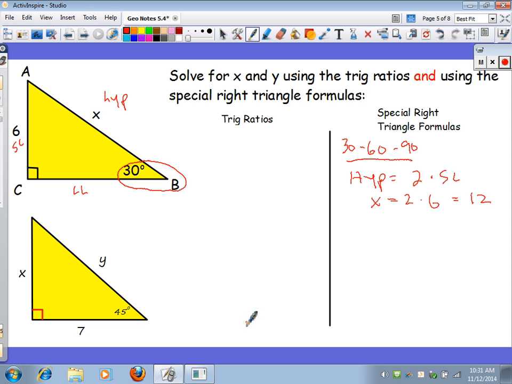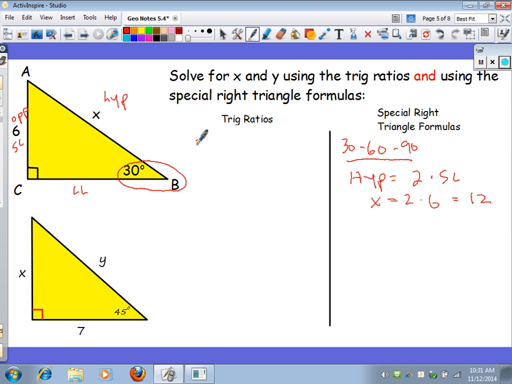So that was pretty easy to find x, right? But let's try it with the trig ratio. Let's see if we still get a 12. We will, because we know trig works. But if I'm looking at my trig ratios, this angle, this 6 is the opposite side, right? It's across from 30. X is my hypotenuse. Which one has opposite and hypotenuse? O and H. OH. So, S-O-H. So which one do I have to use on the calculator? The sine, the S-O-H, right?